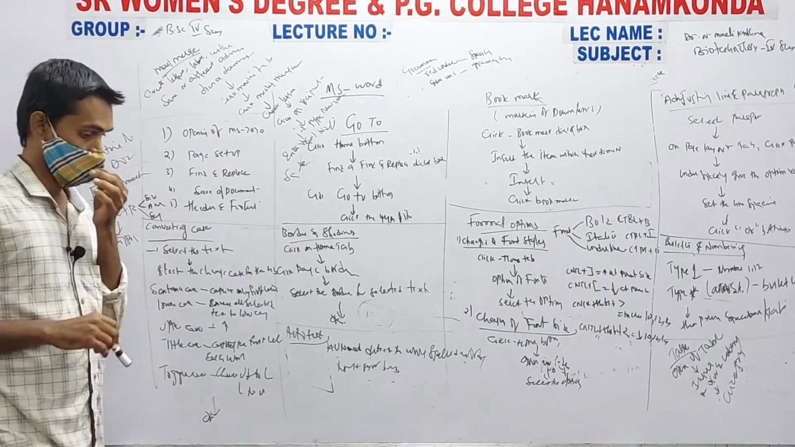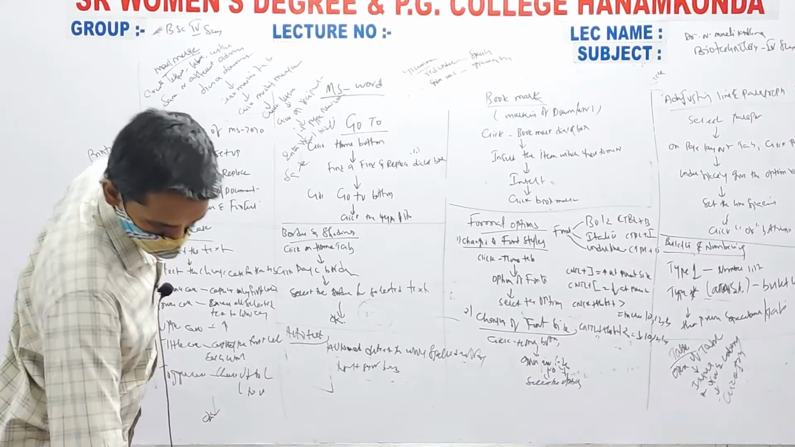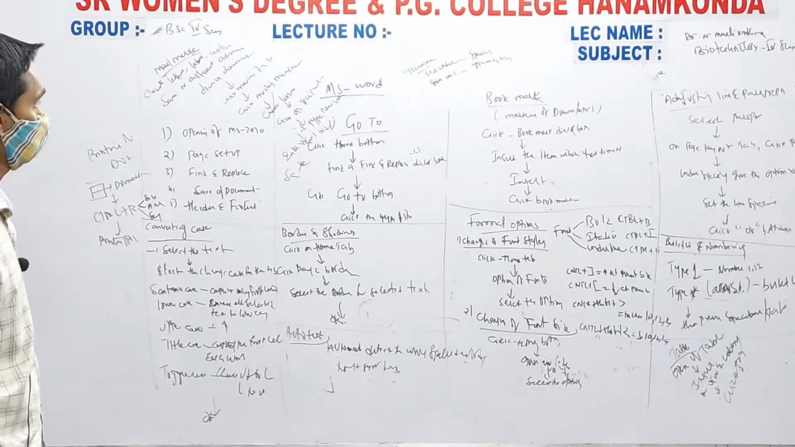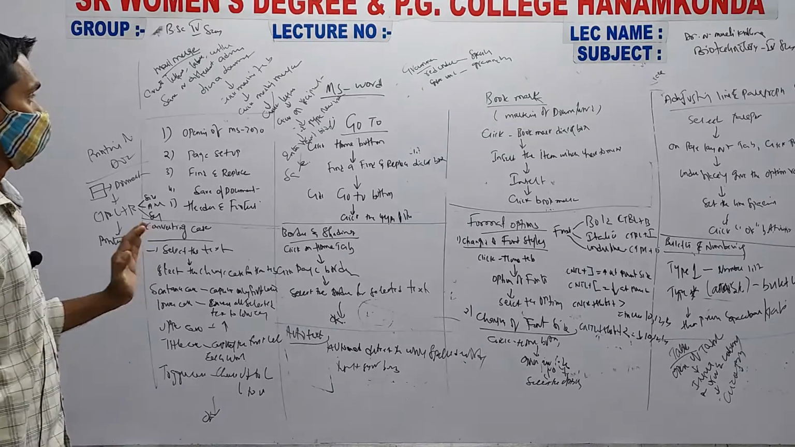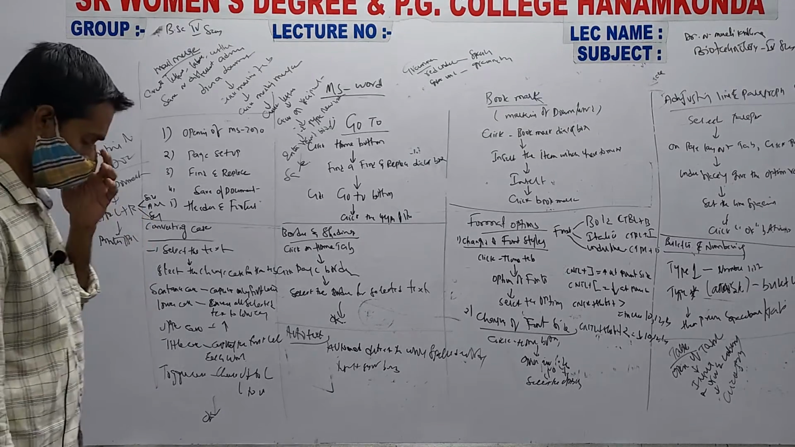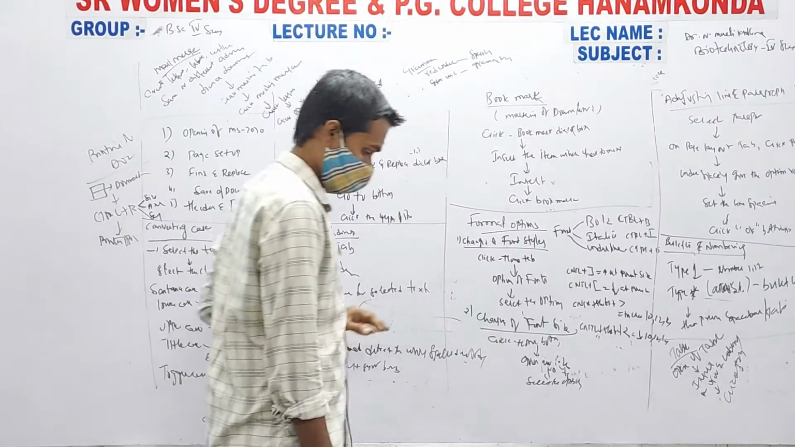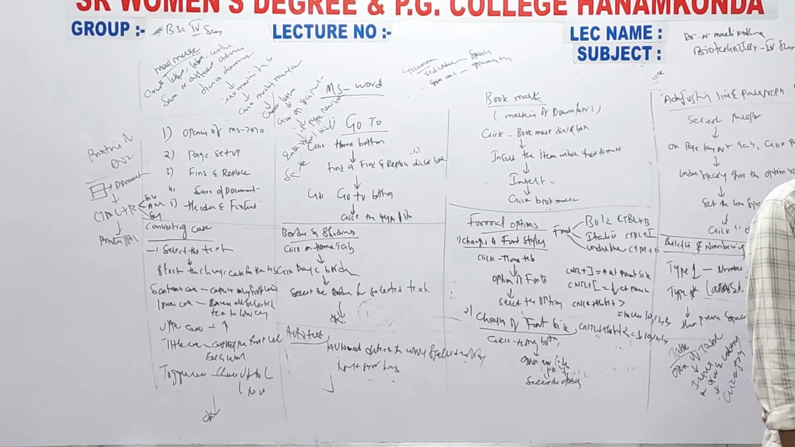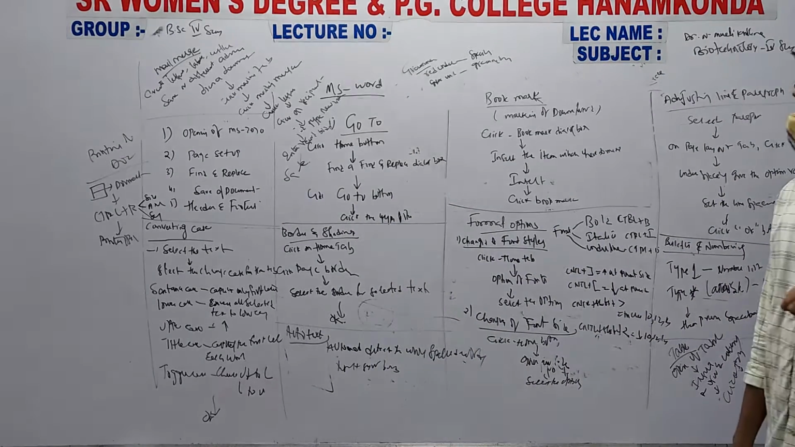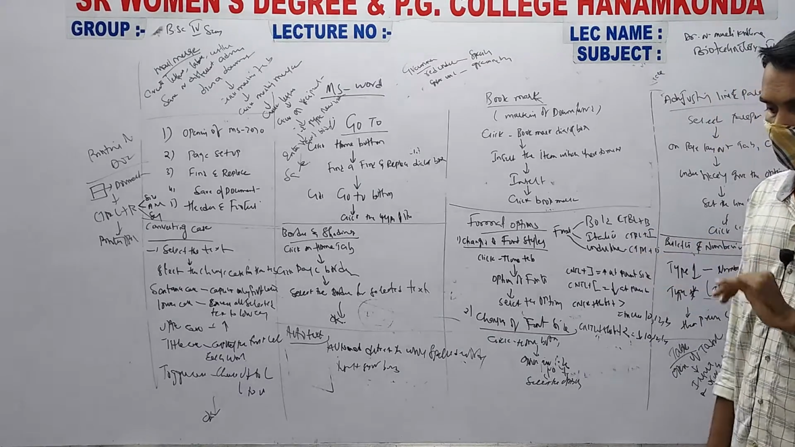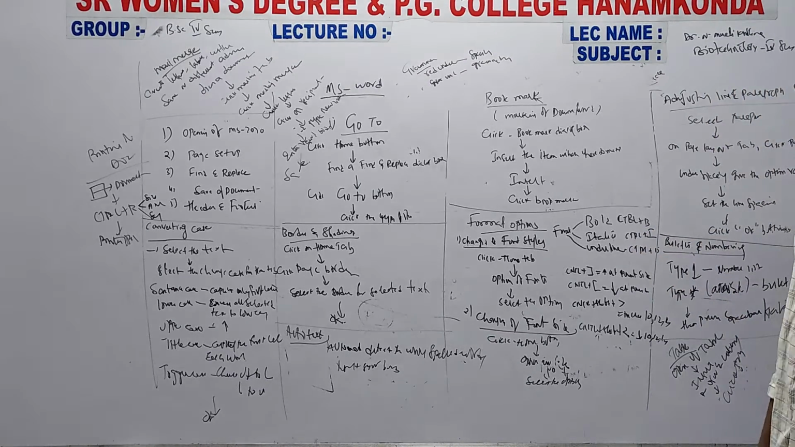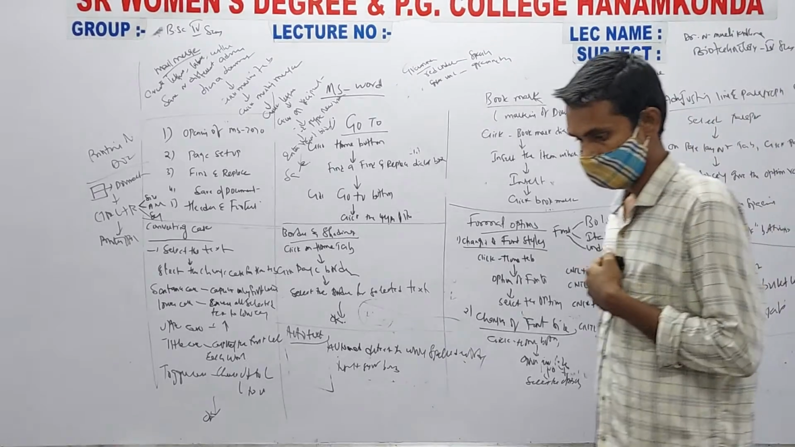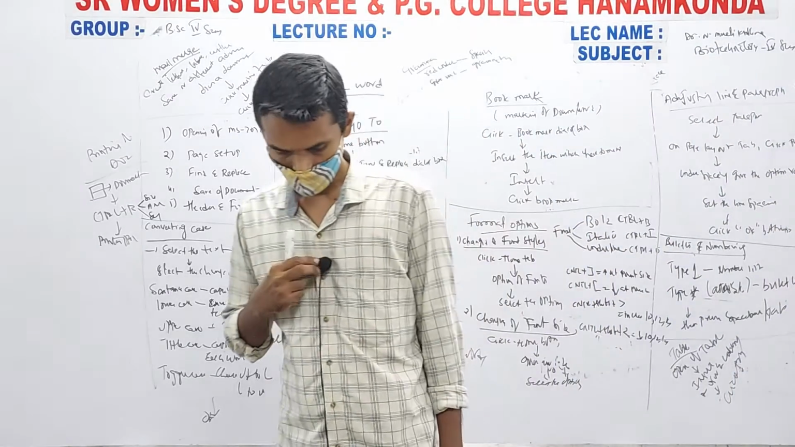So these are the different options which are present in MS Word. With this, we have completed MS Word. There are different options in MS Word. So this is all about MS Word.